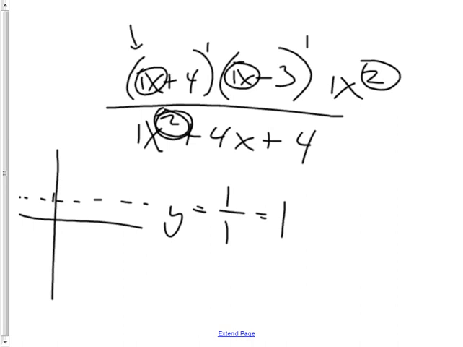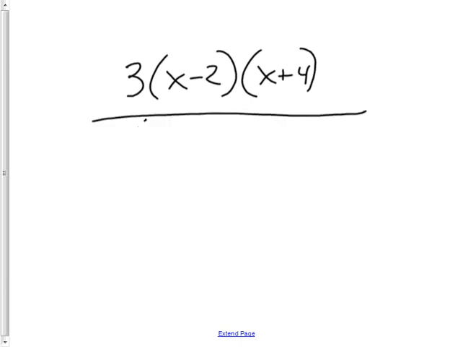Okay, one more. That has a horizontal asymptote somewhere. Would you tell me where it is? And turn it my way, I'll tell you if you're right or not.